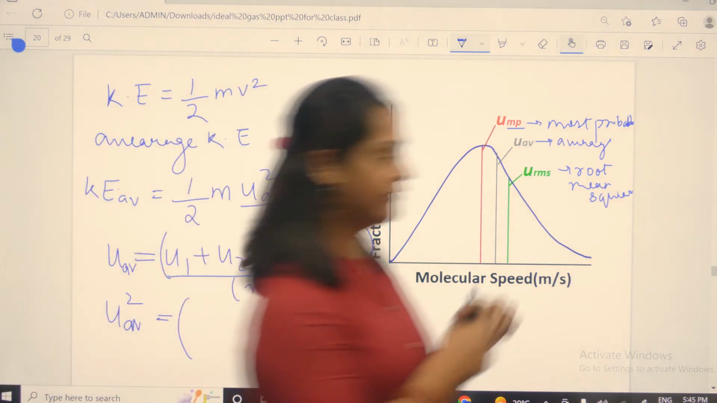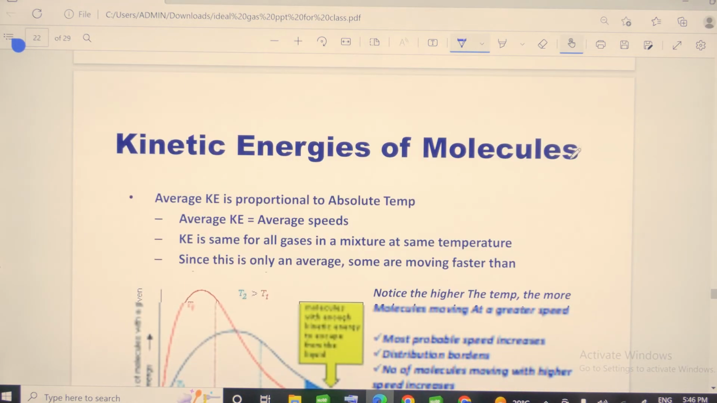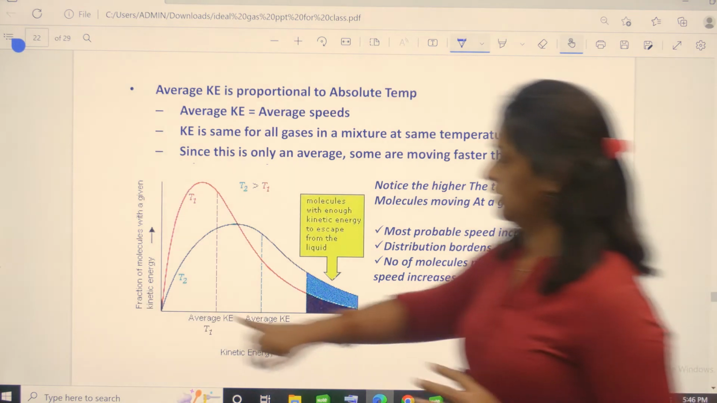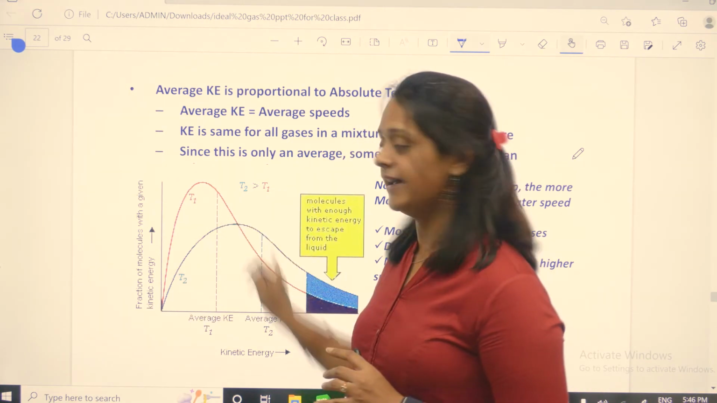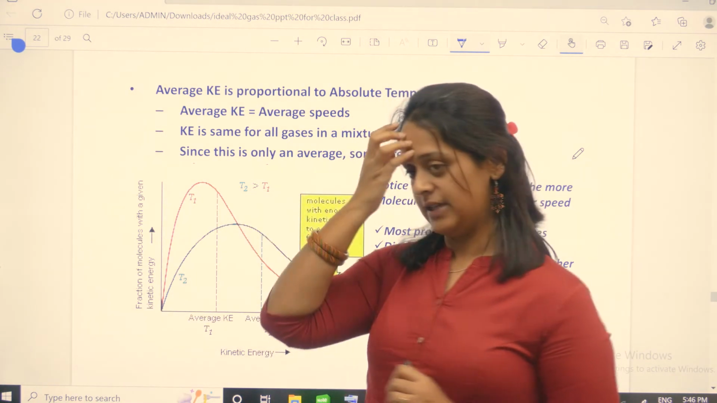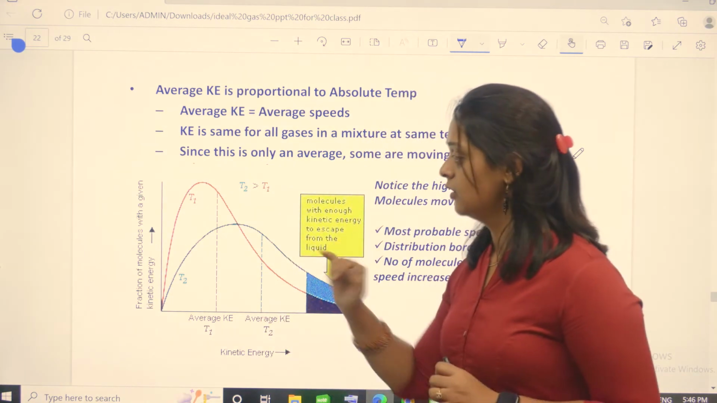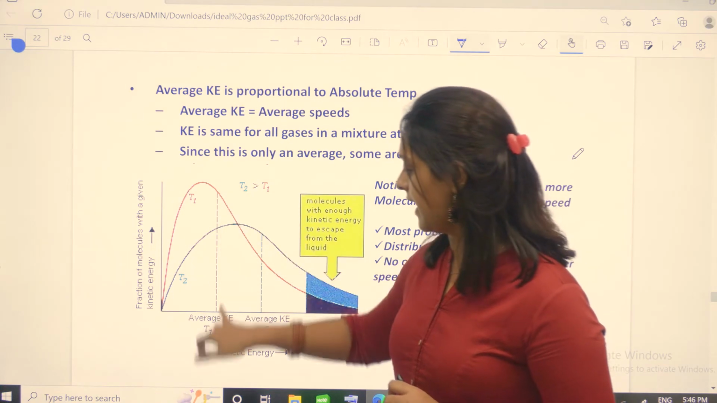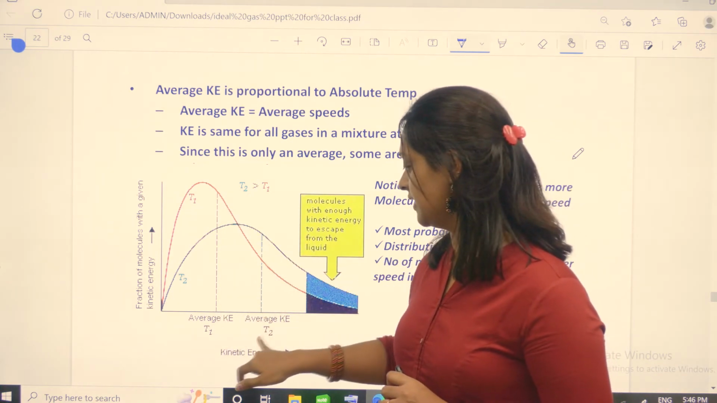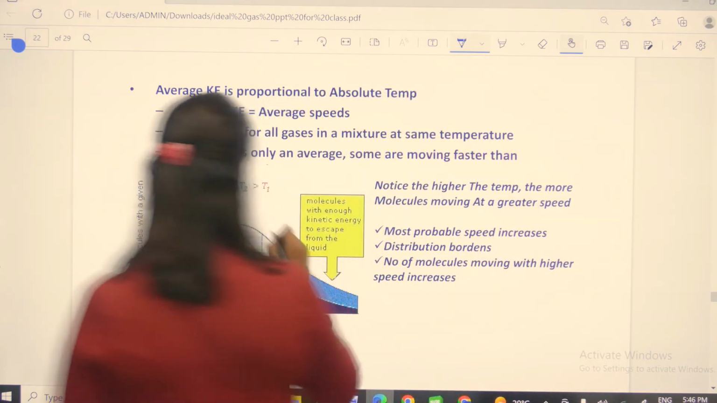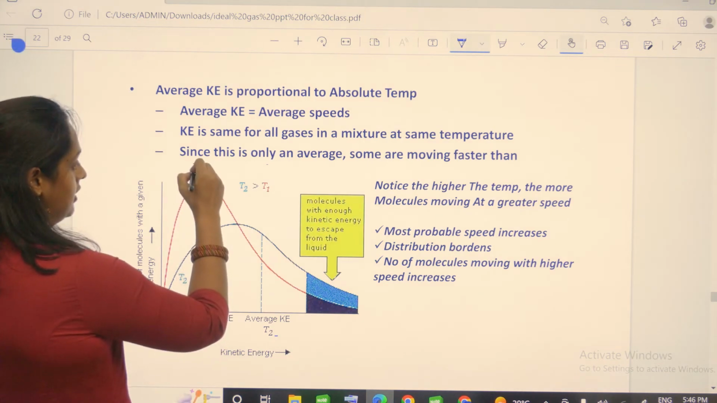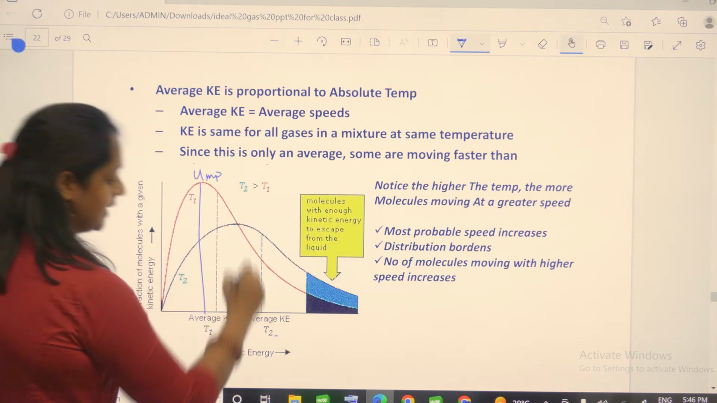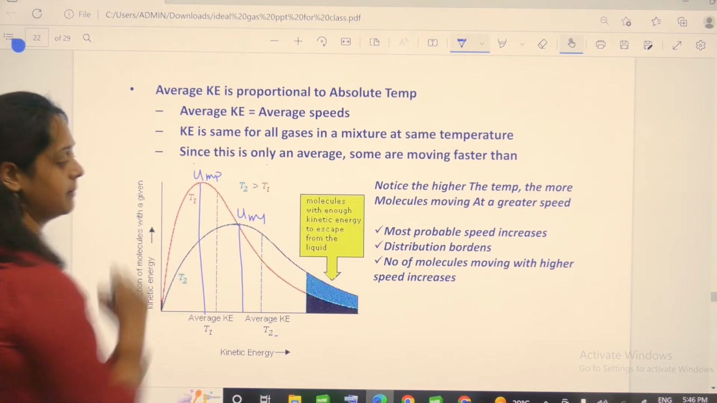Now let's see what will happen if I increase the temperature. So these are the two humps, T1 and T2. You can see T2 is a higher temperature. On increasing the temperature, what do you see? This is my average kinetic energy at T1 temperature and this is at T2 temperature. The hump has become broader. The most probable speed, which was here, UMP, has increased.